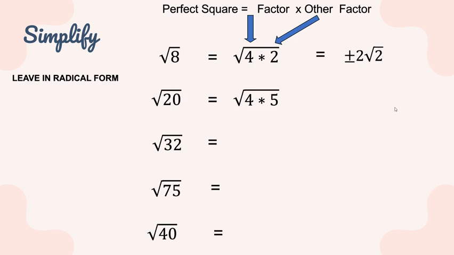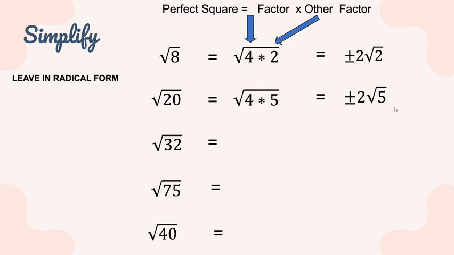So again, I'm going to split this up. I'm going to take the square root of 4. Well, the square root of 4 is positive 2 or negative 2, so that's plus or minus 2. And then I leave what's left underneath the radical sign. I'm going to leave that 5. So the most simplified form of the square root of 20 is plus or minus 2 times the square root of 5. Remember, when you have a number outside the radical sign, it means multiplication.